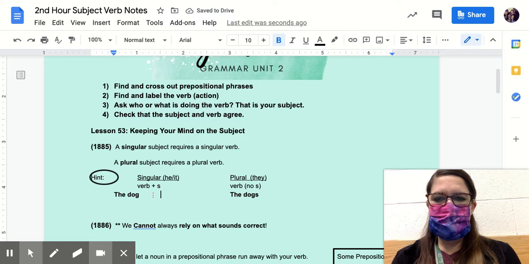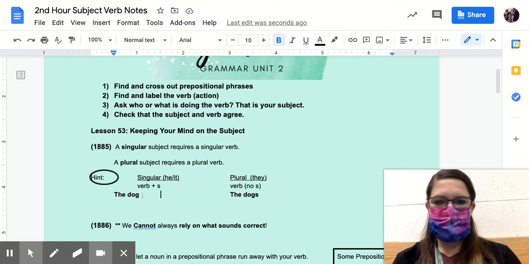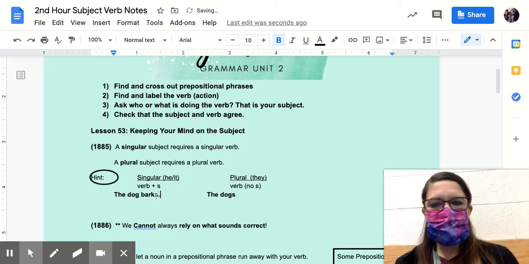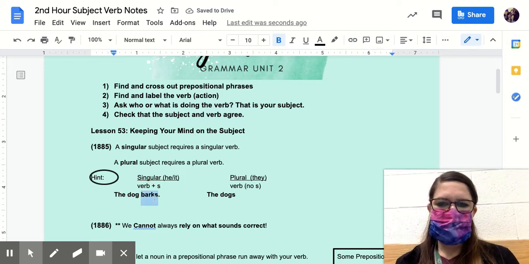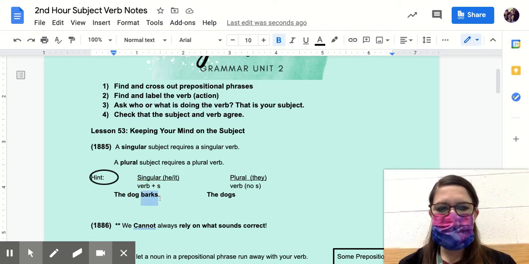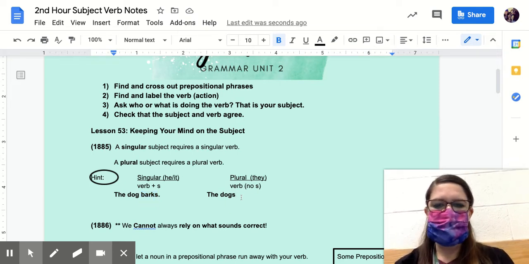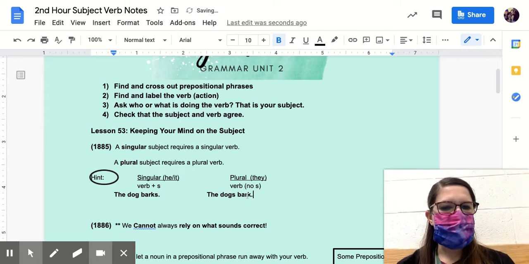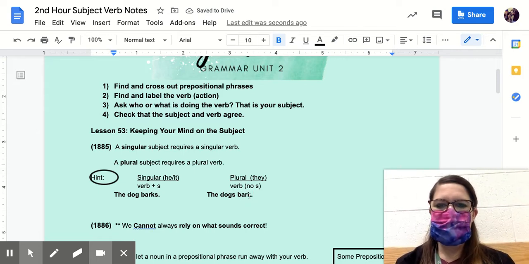We just add an S, the dogs, right? But if we had our dog doing something, so let's say the dog is barking, the verb that we would need, right? The dog barks is what we would say. This verb has an S at the end, versus over here, the dogs bark. The plural verb does not have an S at the end.